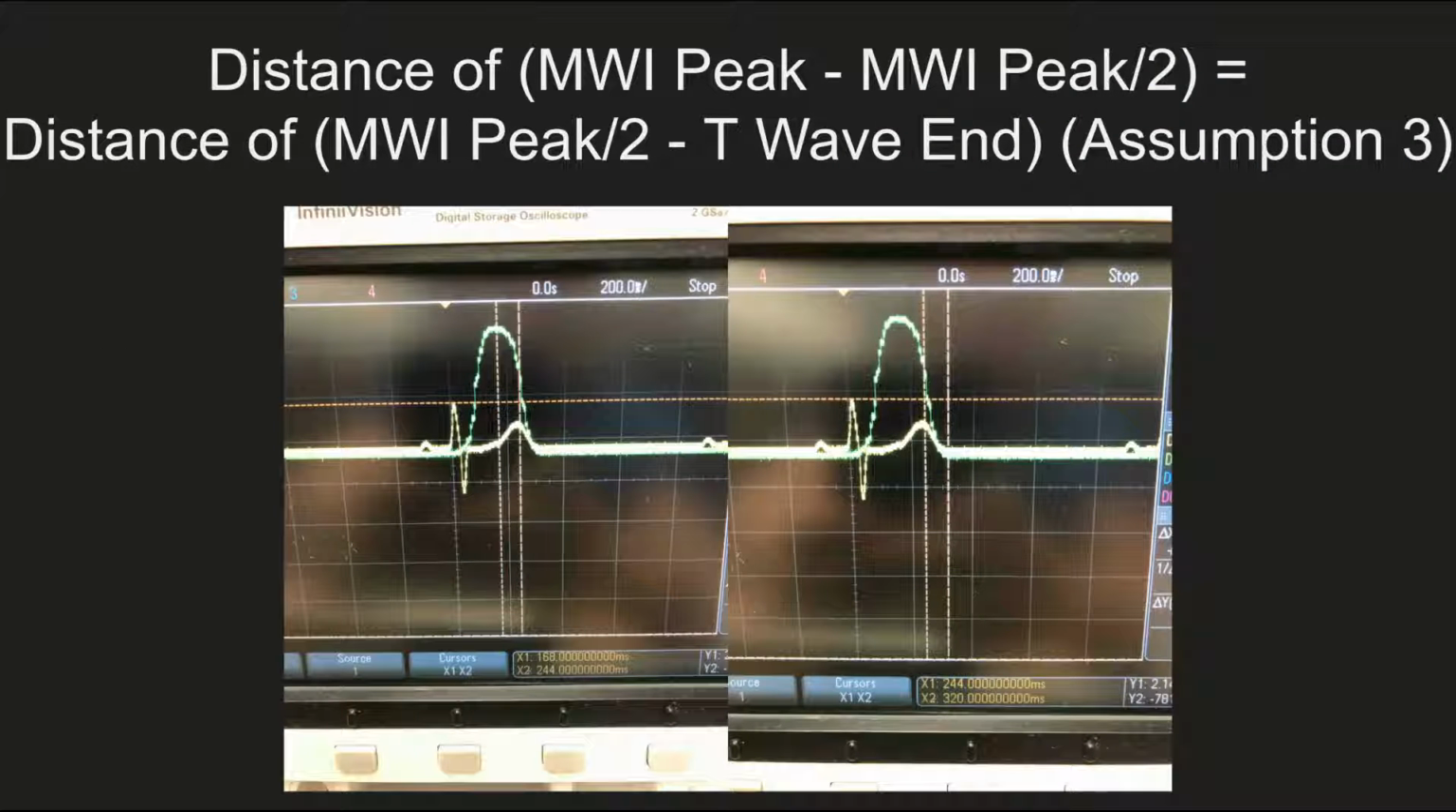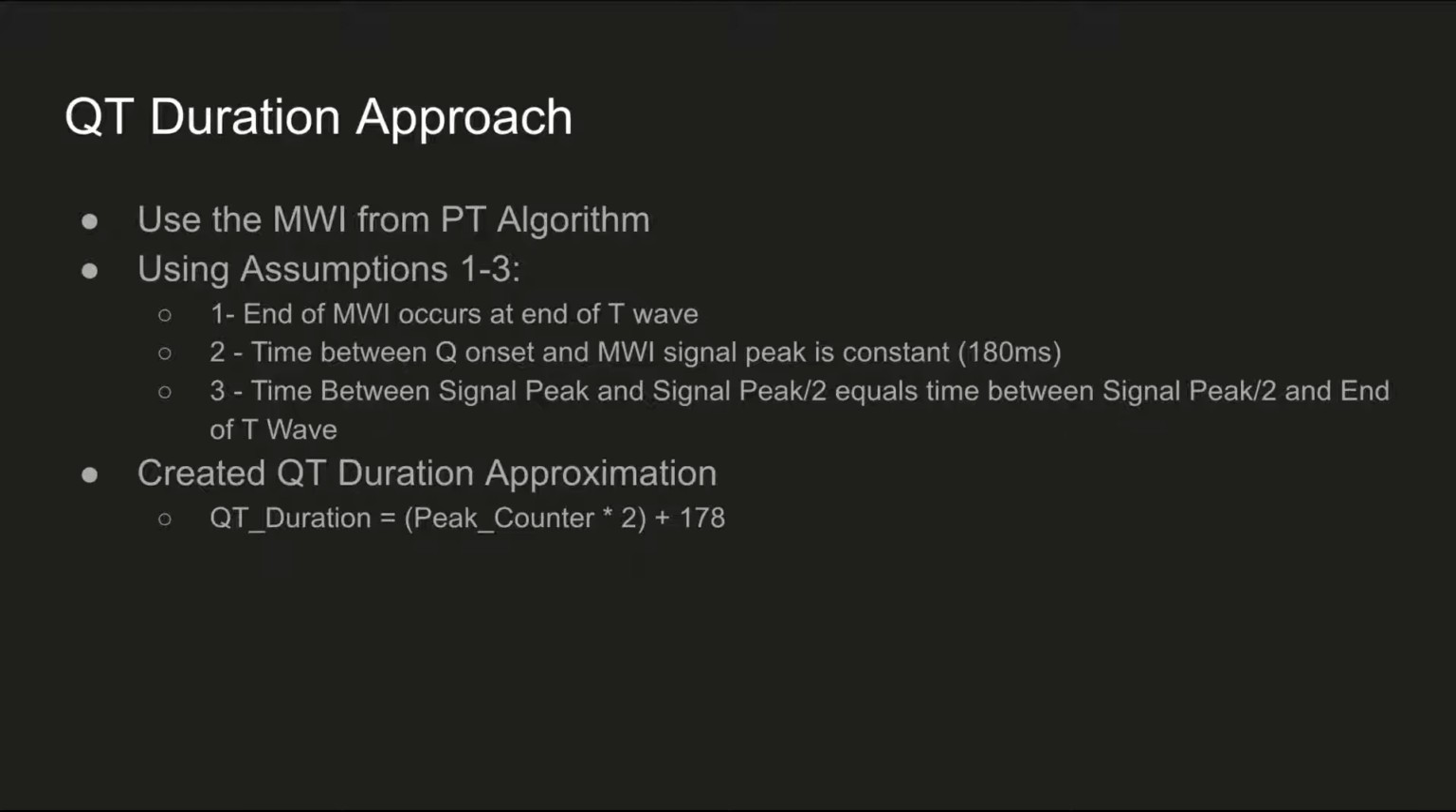And my last assumption was that the time from the peak of the MWI to half of the MWI peak was equal to the time from half of the MWI peak to the end of the T wave. So this is my approach to finding the QT duration.